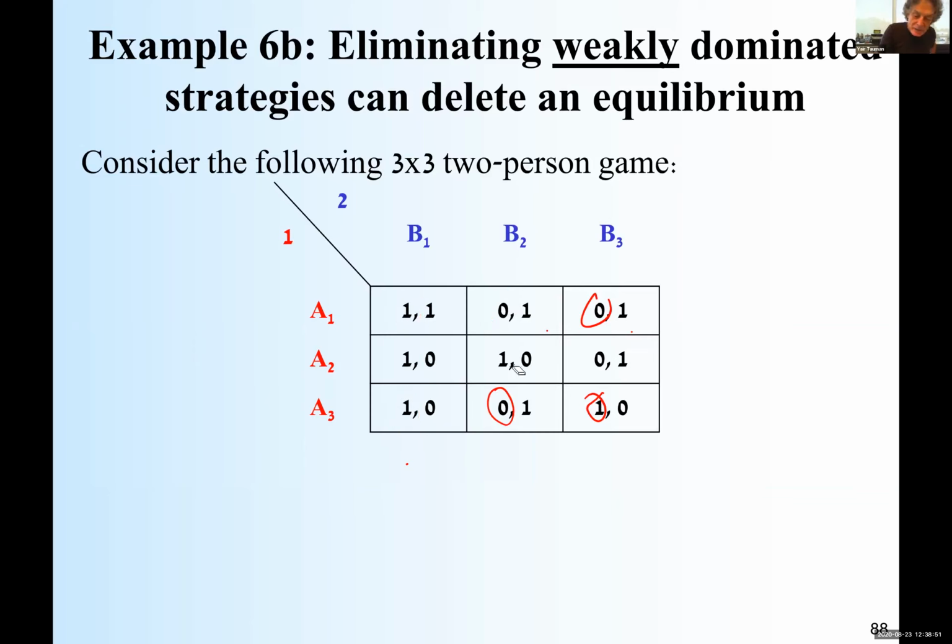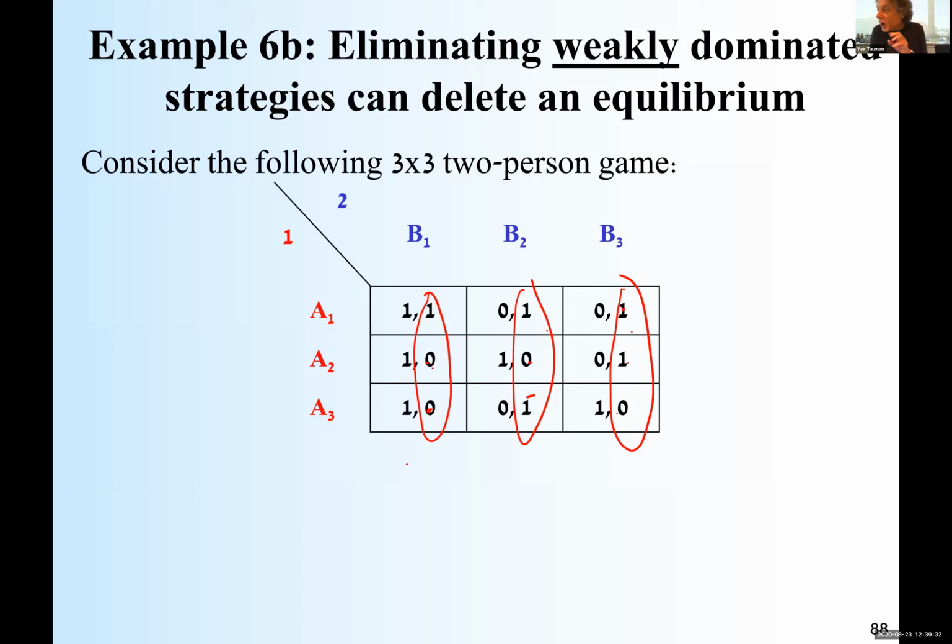Now, by symmetry, that's how I designed the game. Also for player 2, B1 is weakly dominated by B2. 1 is like 1, 0 is like 0, but 0 is less than 1. Moreover, B1 is weakly dominated by B3. 1 is like 1, 0 is smaller than 1, and 0 is like 0. So I don't know what to recommend to player 2, but I can tell player 2 one thing: don't play B1. B2 is better or B3 is better. I don't know what to tell you, but don't play B1.